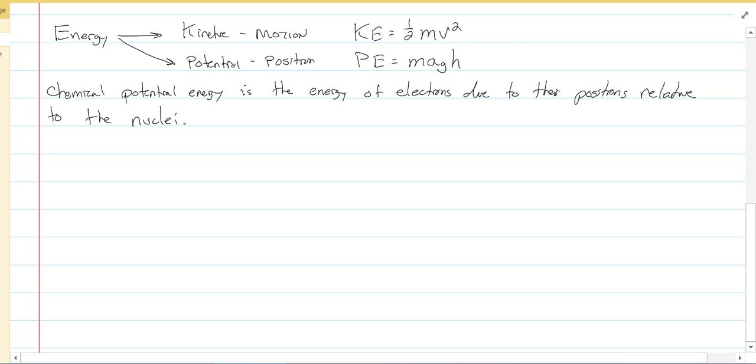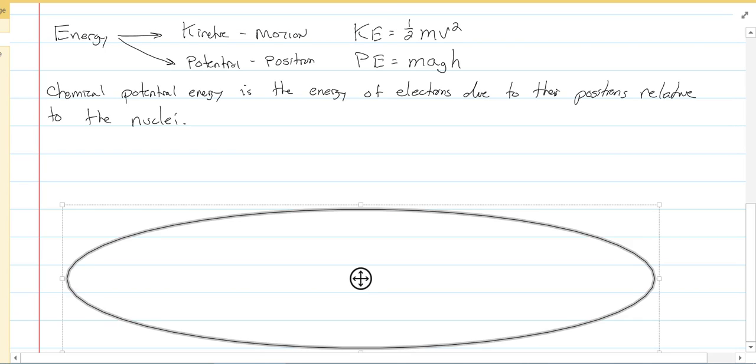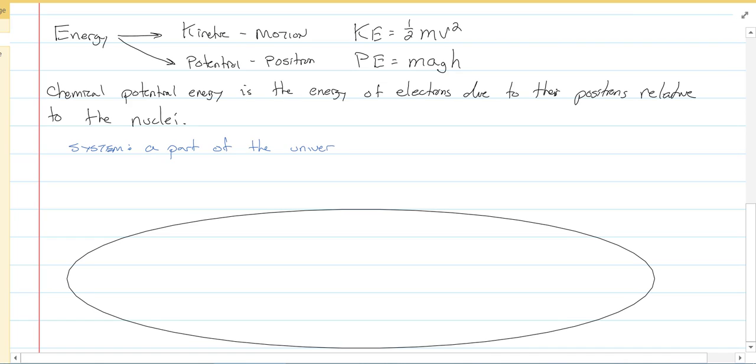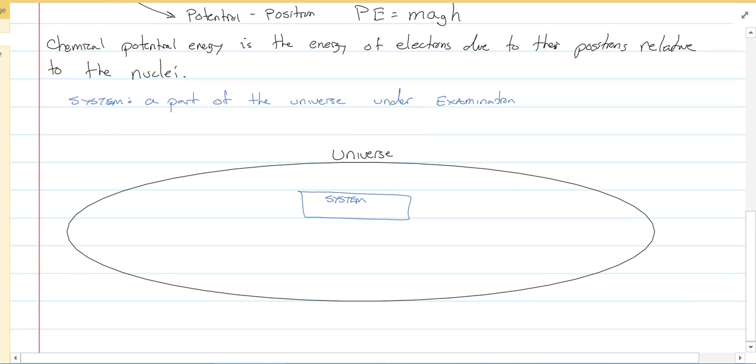So when we talk about the first law of thermodynamics, we define a system. And a system is a part of the universe under examination. So here's my universe. And my system will be inside of it. There's my system. So in thermodynamics, we're assuming that the universe is a closed system. That means there's nothing coming in, nothing coming out. No mass and energy or substances going in, no mass and energy coming out. As far as we know, that's a good approximation from what we can observe in the light sphere.